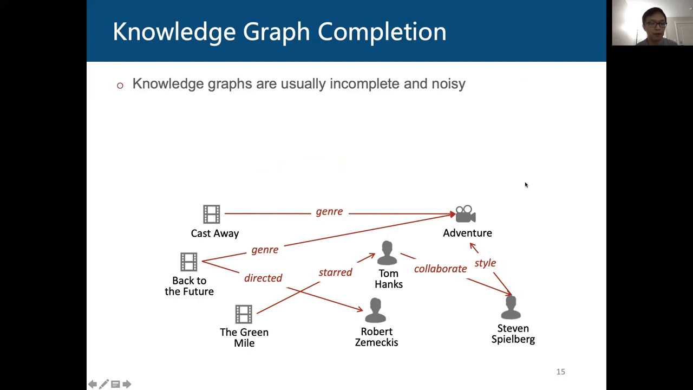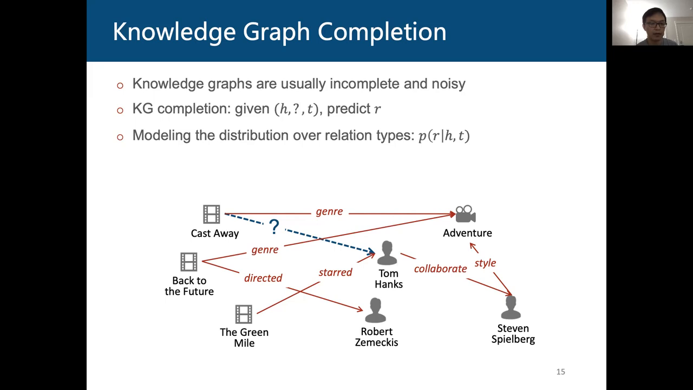However, knowledge graphs are often incomplete and noisy. For example, given this movie knowledge graph, a natural question is: is there any relation between the movie Castaway and the person Tom Hanks? And what is the type of that relation? To address this problem, researchers propose to solve the knowledge graph completion problem, in which a pair of entities h and t is given, and the goal is to predict the relation r. Specifically, this can be modeled as predicting distributions over relation types given h and t.